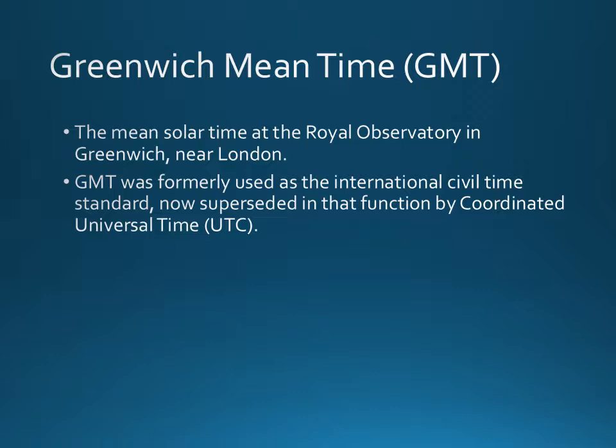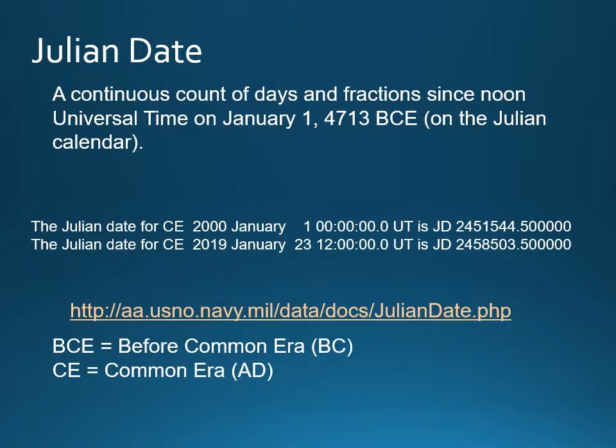Greenwich Mean Time, GMT, was defined to be the mean solar time at the Royal Observatory in Greenwich, near London. GMT was formerly used as the International Civil Time Standard, now superseded in that function by Coordinated Universal Time, UTC. Astronomers use something called the Julian date, a timescale based on GMT, or UTC.